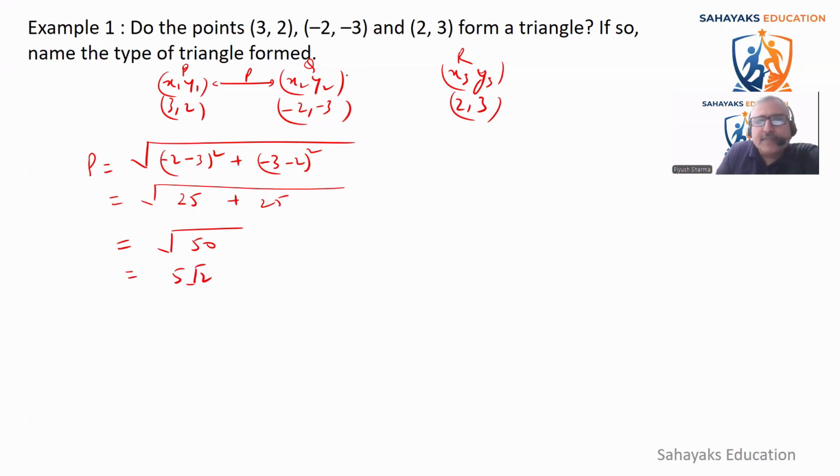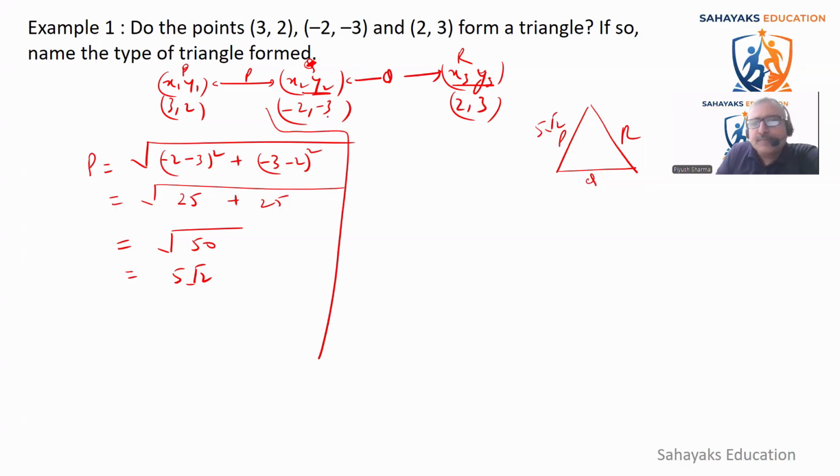Now I'll find the distance between the second and third points, x2, y2 and x3, y3. This is the distance Q. P I have found is 5 root 2. Now I'm finding the distance Q between point x2, y2 and x3, y3.